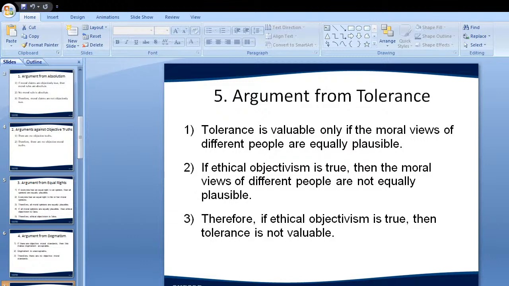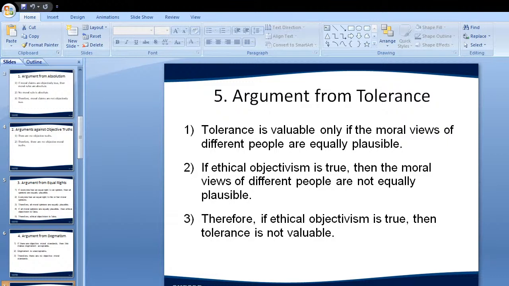Okay, let's look at number 1. Tolerance is valuable only if the moral views of different people are equally plausible. Well, that's interesting. What do you guys think about that?